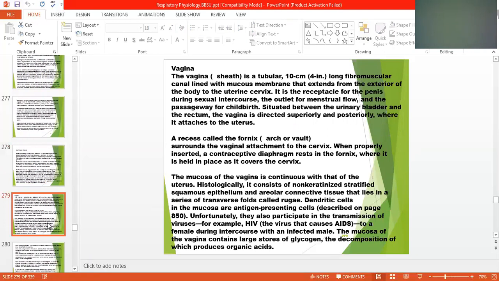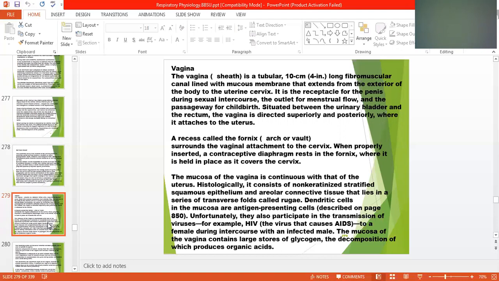Vagina. The vagina is a tubular, 10 centimeter, 4 inch long fibromuscular canal lined with a mucous membrane and extending from the exterior of the body to the uterine cervix. It is the receptacle for the penis during sexual intercourse, the outlet for menstrual flow, and the passage for childbirth.